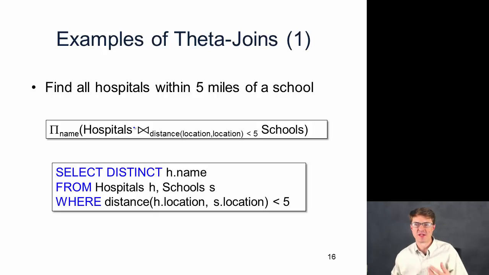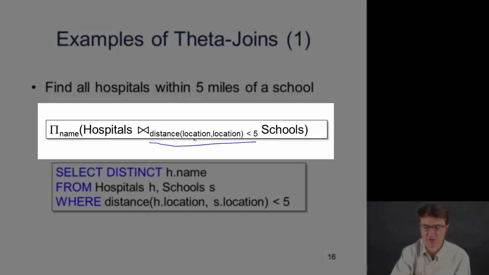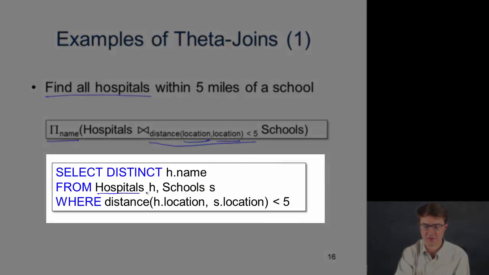So if you want to find all hospitals within 5 miles of a school, well, this doesn't immediately seem like a relational algebra query or a SQL query, but it kind of is. It's just a join where the join condition is this distance function over the location of the hospital and the location of the school. I did a projection here to project out the name of the hospital, because the English version seemed to suggest that we just want the name of the hospital and that's it. In SQL, this might look like this, where you say, give me all combinations of hospitals and schools, and then filter on the ones where the location of the hospital is less than 5 miles away from the location of the school.